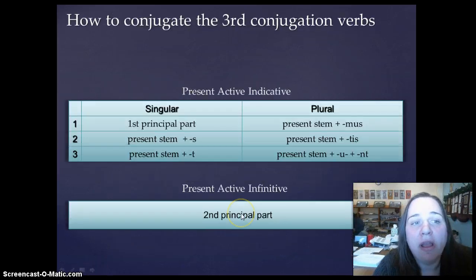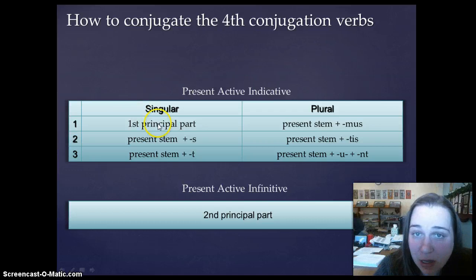Okay, so this is a slide that shows you how to form the fourth conjugation. So as always, the first person singular present active indicative is the first principal part, and then after that you just need your present stem plus those personal endings, with the exception of the third person plural where you have to have the U between the present stem and the ending, okay? Present active infinitive, second principal part.